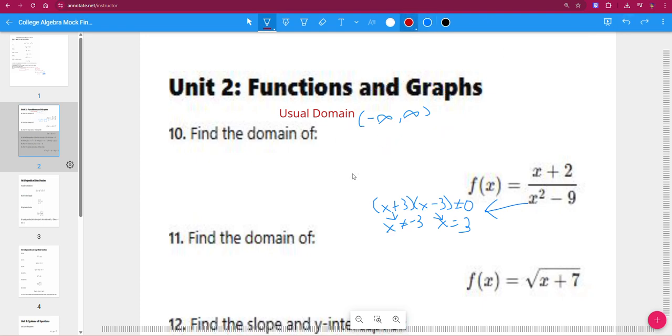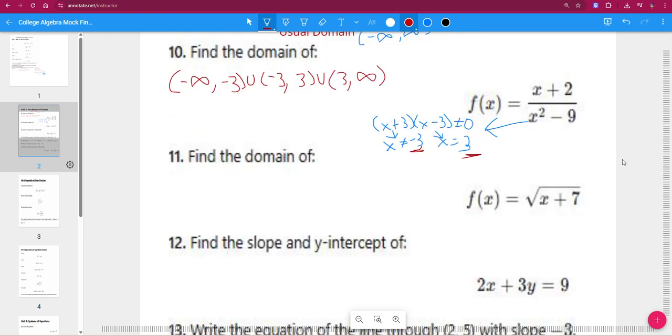So if you remember, the domain here would be, I start at negative infinity, then the first hiccup I run into is negative 3. So to skip over it, I'm going to put it on both sides in a parenthesis. So negative infinity to negative 3, parenthesis, union, negative 3. The next hiccup happens at 3. Union 3 to infinity. So that's my domain.